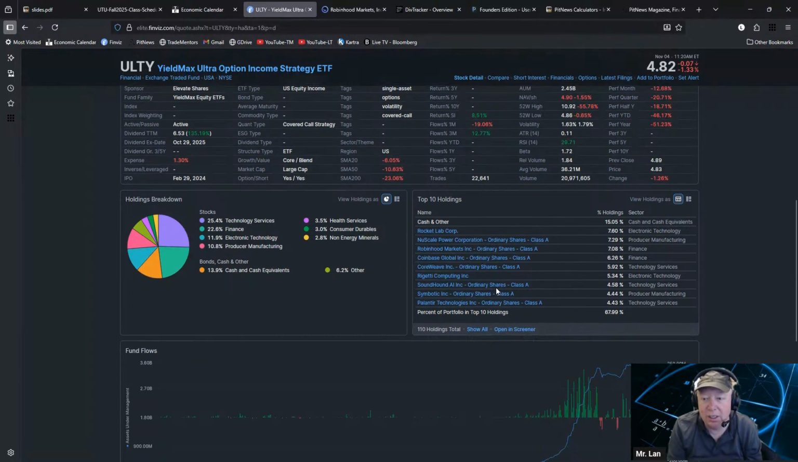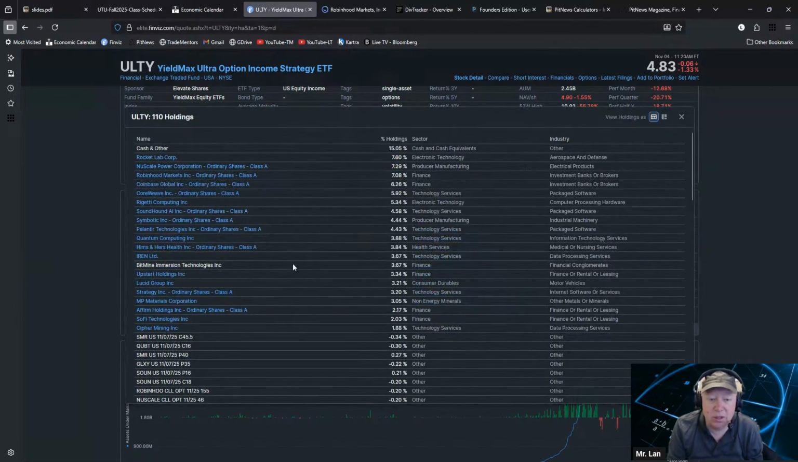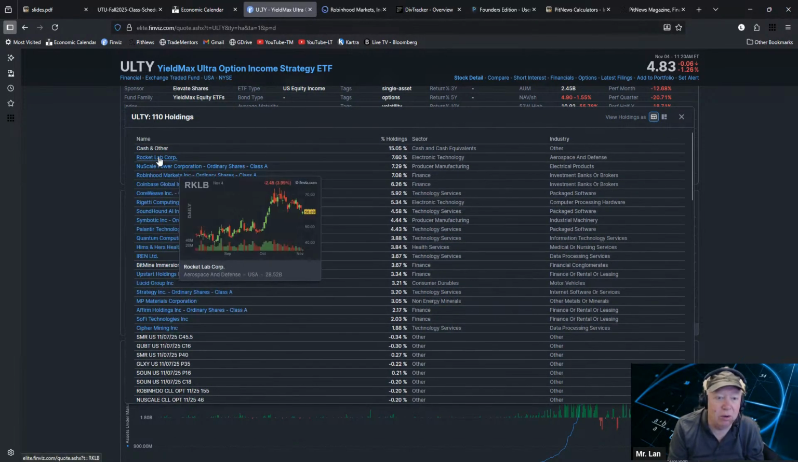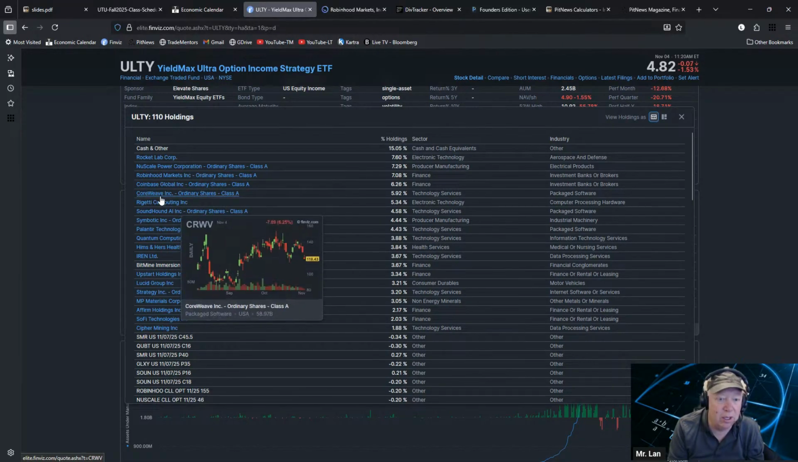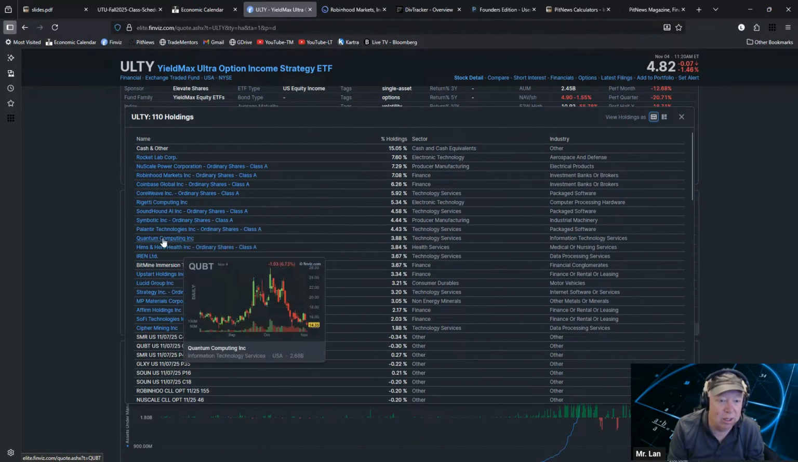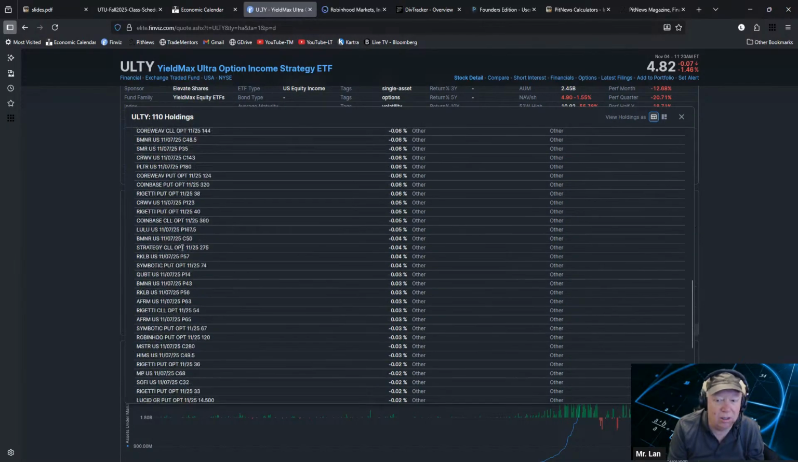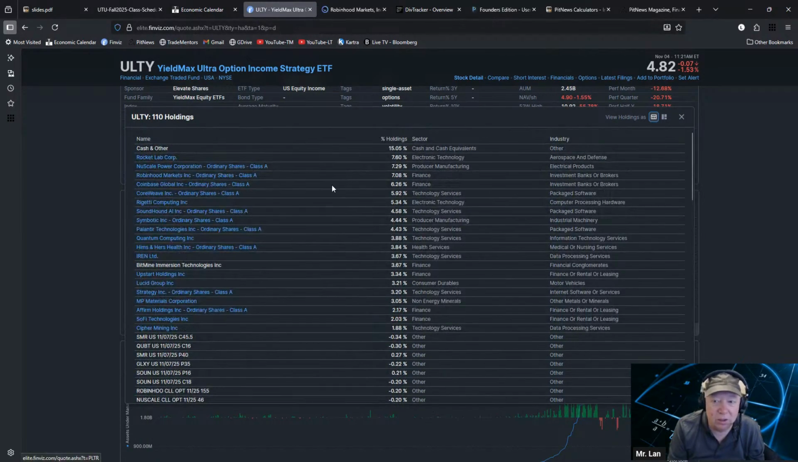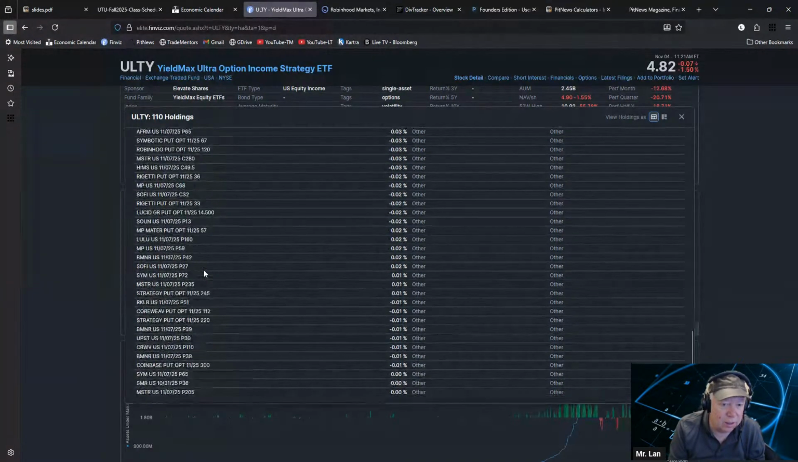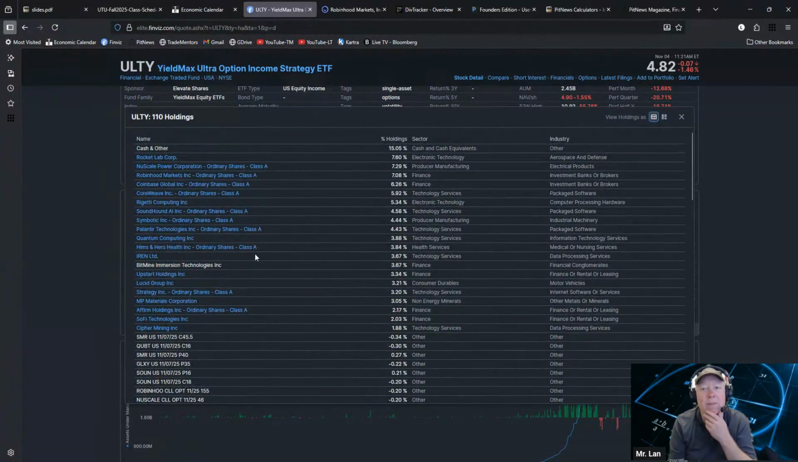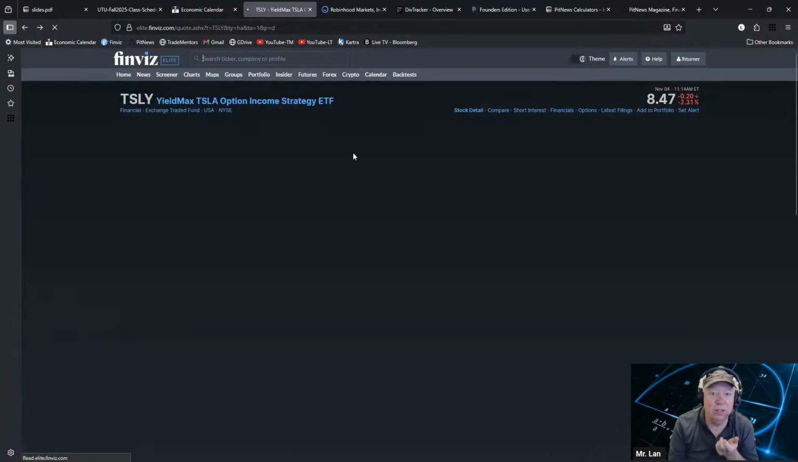All right. So ULTI is one of the funds that has more than just one stock in it. This is a basket of stocks, like a true ETF. It's not a single stock ETF. And these are all the stocks that they have in there. So you can see they got Rocket Lab, NuScale, Robinhood, Coinbase, CoreWeave, Rigetti, SoundHound, Symbotic, Palantir. They're trading options on all these stocks. And that's how they make their money on ULTI. It's not a single stock. It's a true ETF. All right. So that's that one. But their yield on it is pretty high. So that's why some people like it.